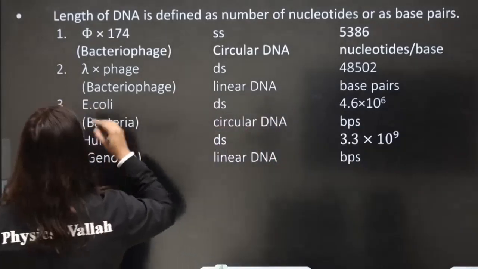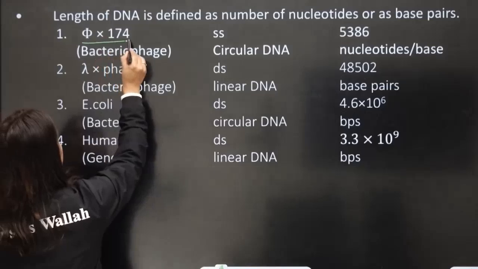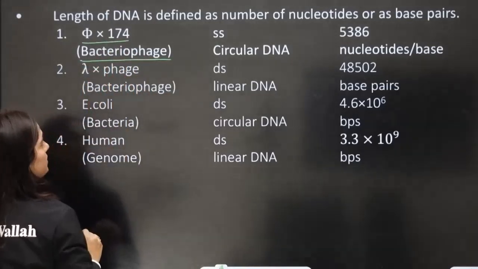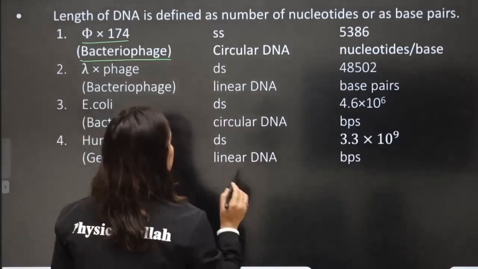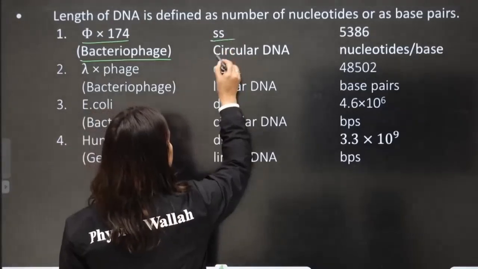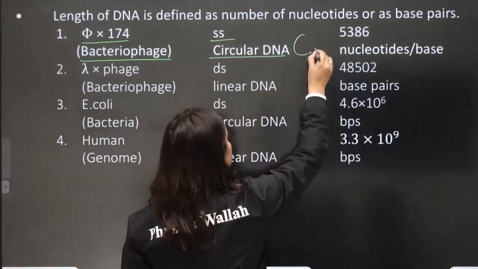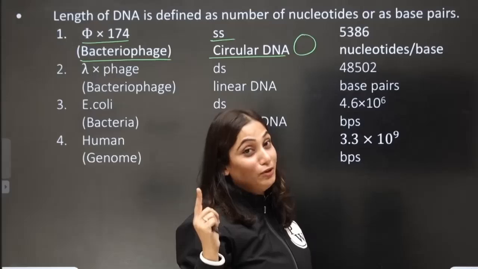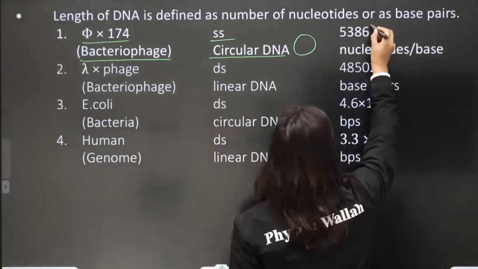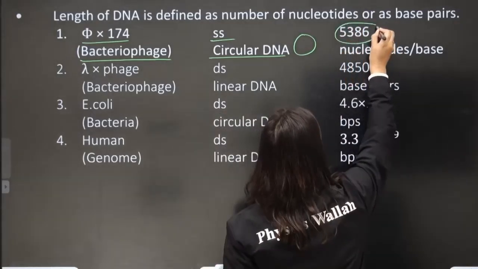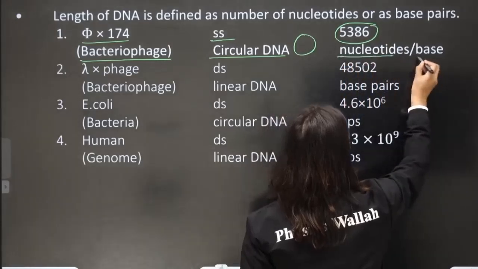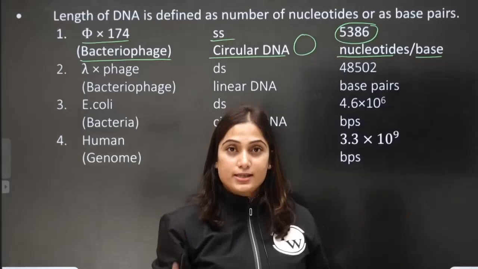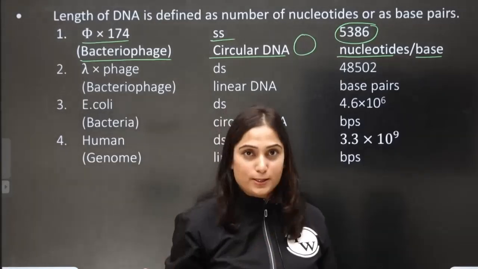The first organism given here is phi 174. Phi 174 is a bacteriophage, that means it is a virus. And what sort of DNA does it have? It has single-stranded circular DNA. That means it would not have base pairs, it would have only nucleotides or bases. And the number of nucleotides is 5386 nucleotides or bases. Repeat with me: 5386 nucleotides, not base pairs.